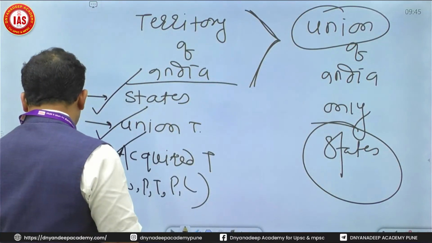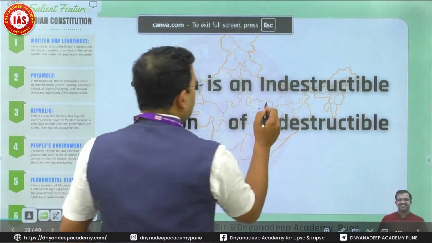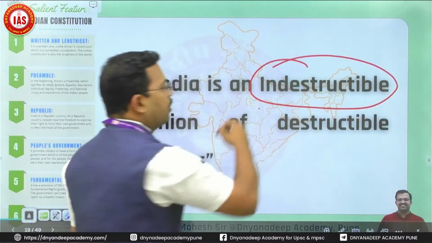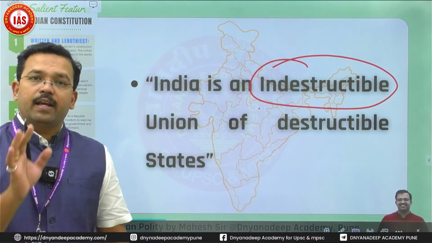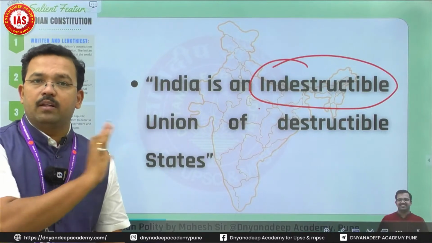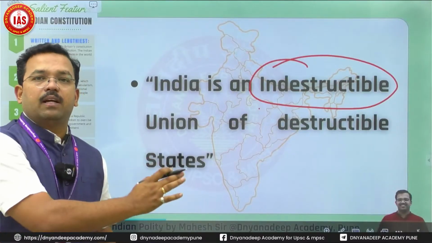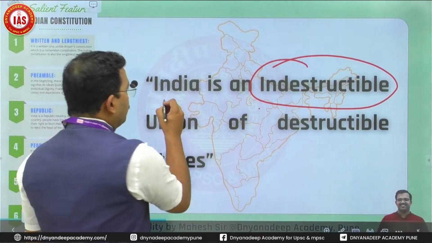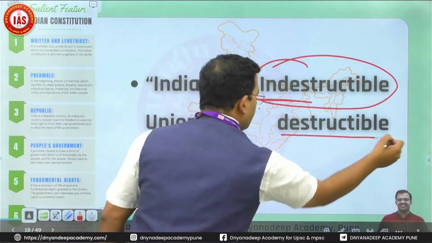Now, since the word Union of India includes states, this union is indestructible. Indestructible means which cannot be destroyed. This union is indestructible, means it cannot be destroyed. It means no state can move away from Indian Union. कोई भी राज्य अपने देश से बाहर नहीं जा सकता है. So this union is indestructible but of destructible states.